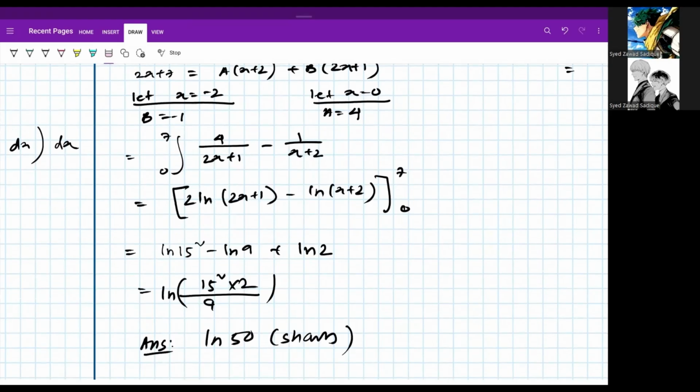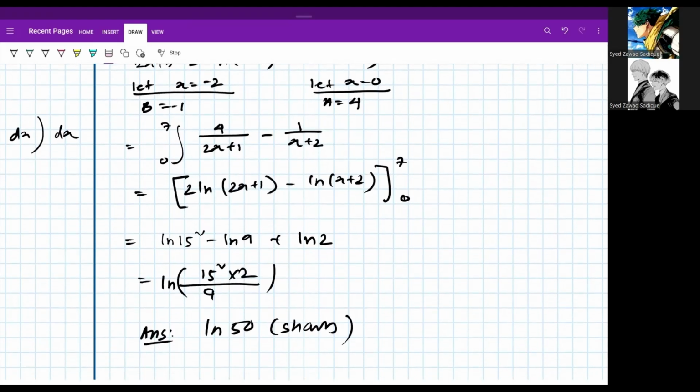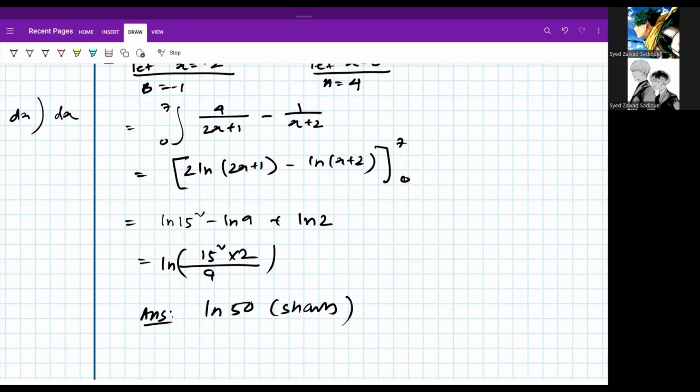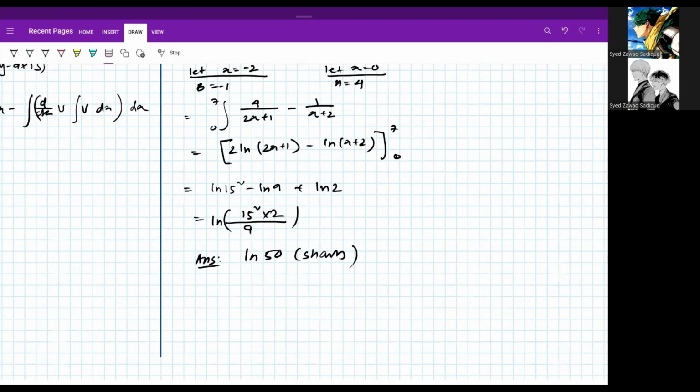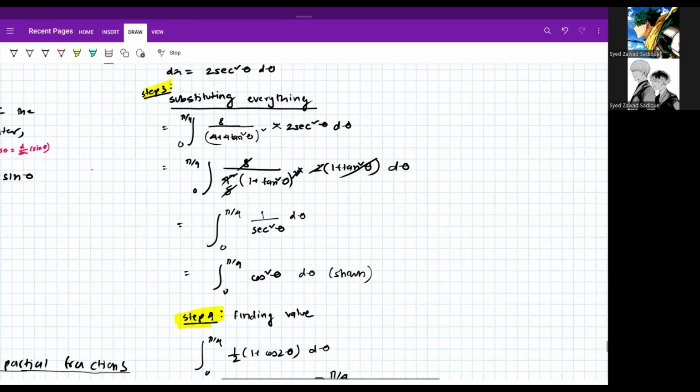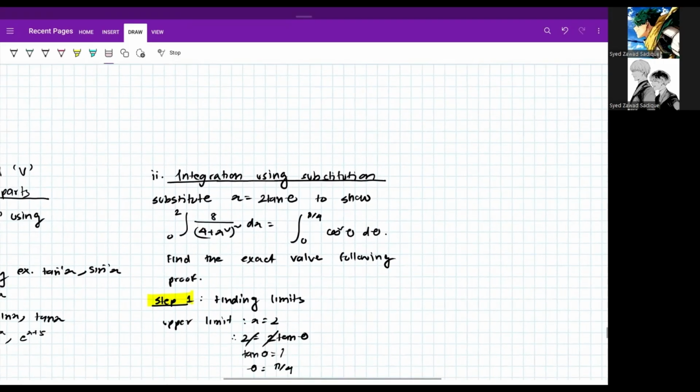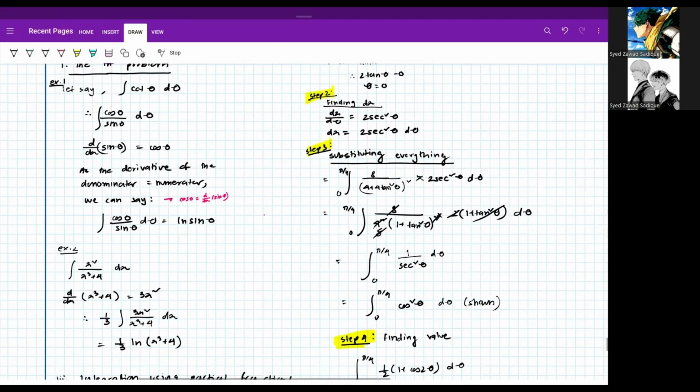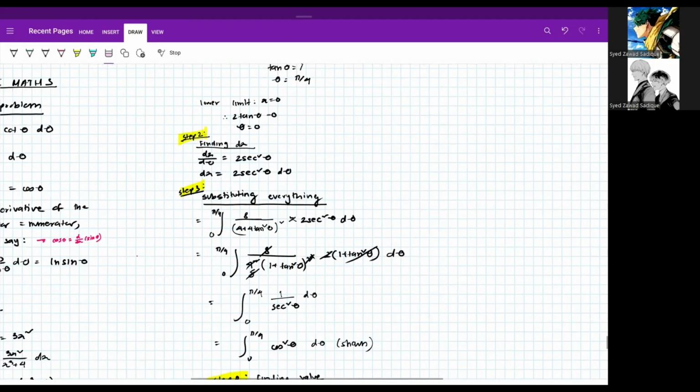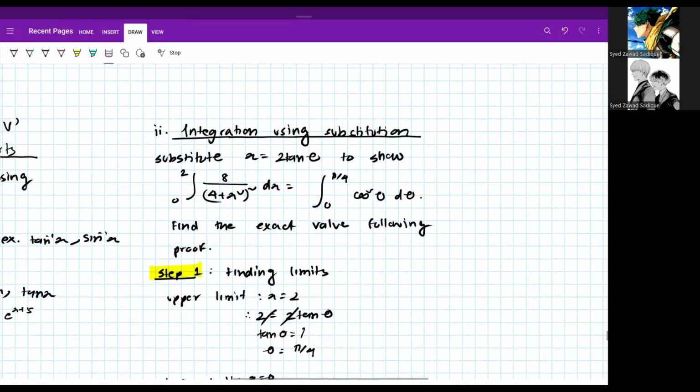So we integrate this, we split it into fractions, and finally when we integrate it we get 2 ln(2x+1) minus ln(x+2). So if you just insert the values, we can see that we get the answer ln 15, which is shown. Finally, this is one of the bigger ones actually.